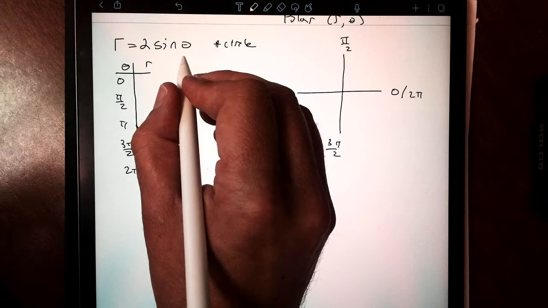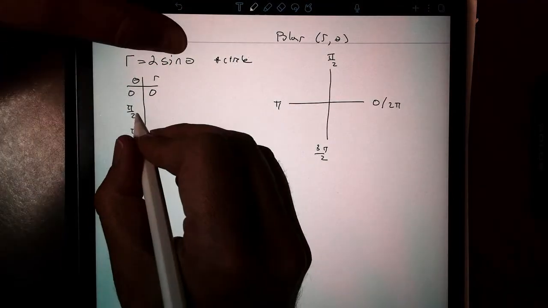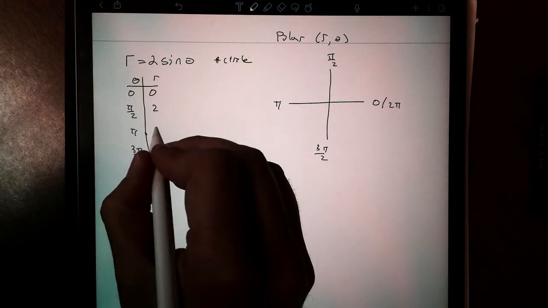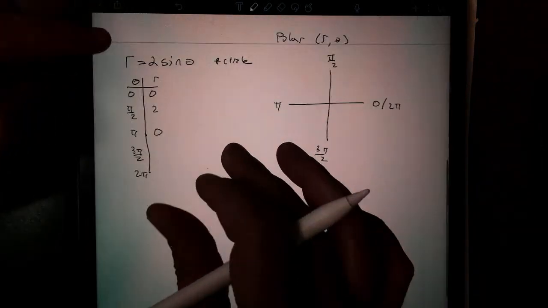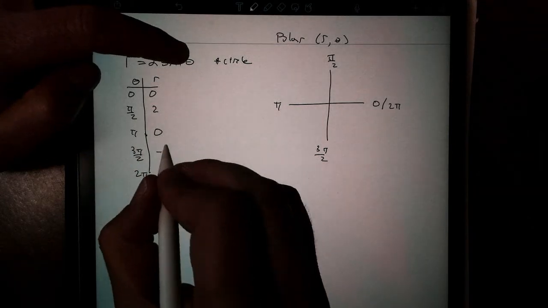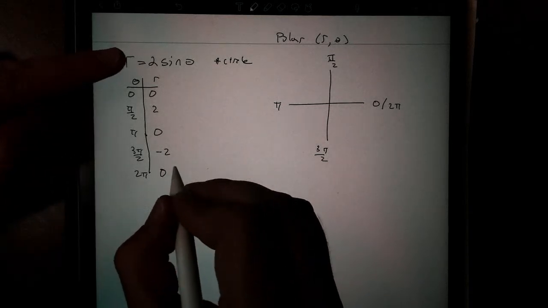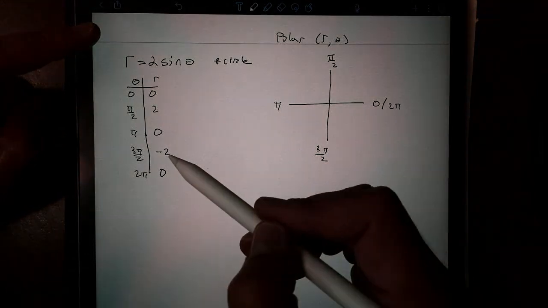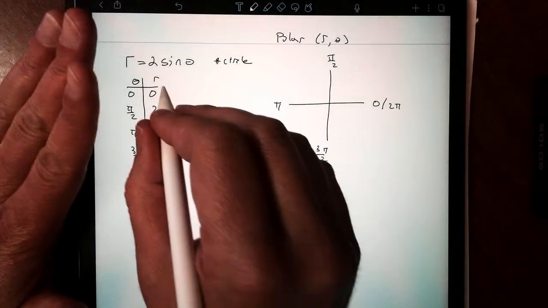So when I graph this circle, if theta is 0, sine of 0 is 0, so that's going to give us 0. Plug in pi over 2, sine of pi over 2 is 1, that gives me a radius of 2. If I plug in pi, I'm at 0, and if I plug 3 pi over 2 in, sine of 3 pi over 2 is negative 1, so this gives us a negative 2. Now that's very important for us. We'll talk about that. Plug in 2 pi, back to 0. So we have 0, 2, 0, negative 2, 0.